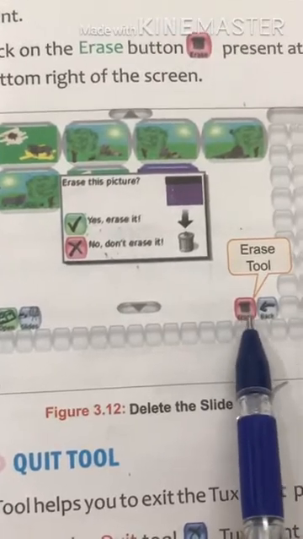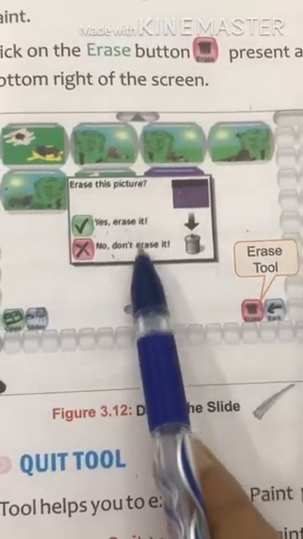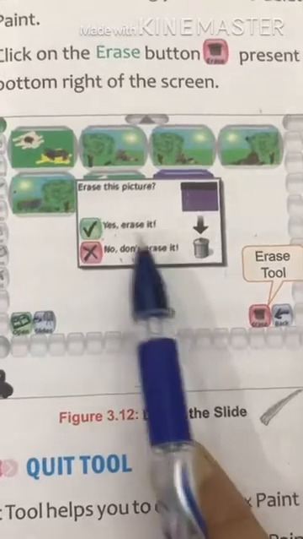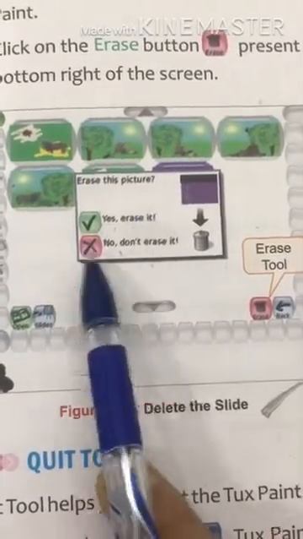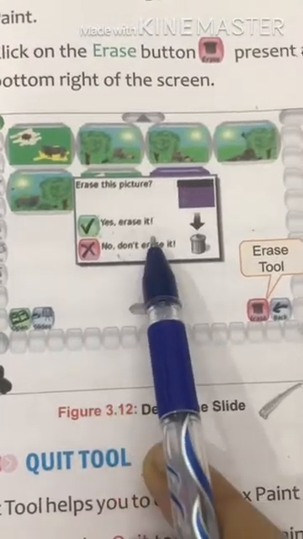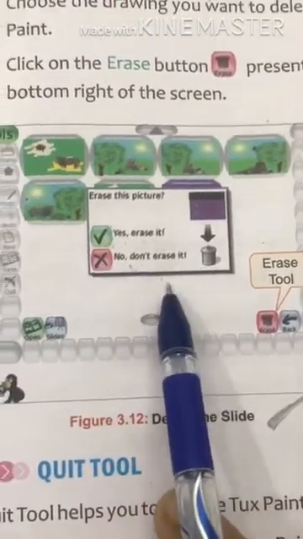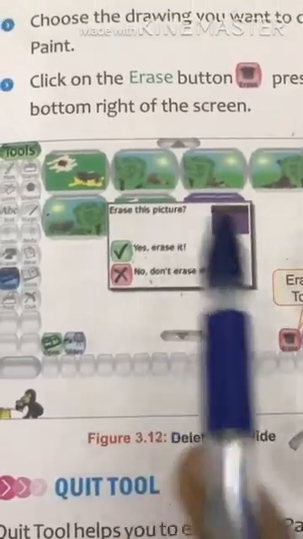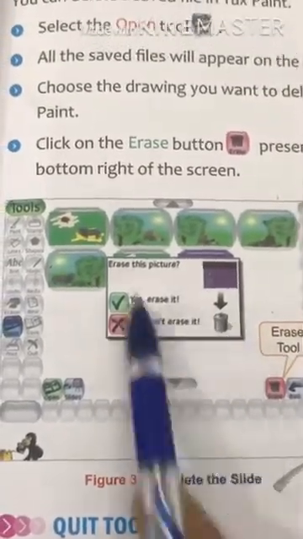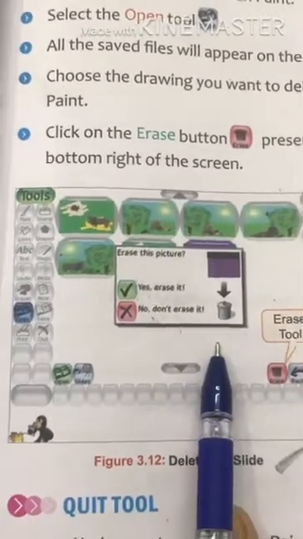After clicking this tool, you will get these two options, because your text paint will ask you, if you want then click yes, if no then click no, don't erase it. Okay, so this is very simple, and I hope you will get how to delete a drawing.